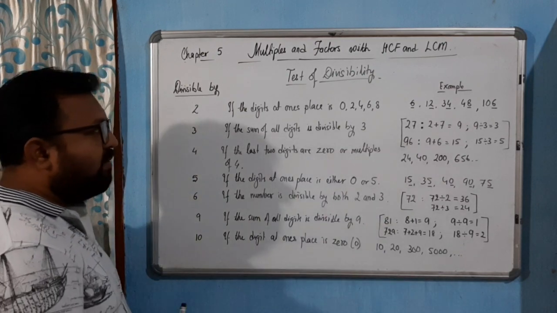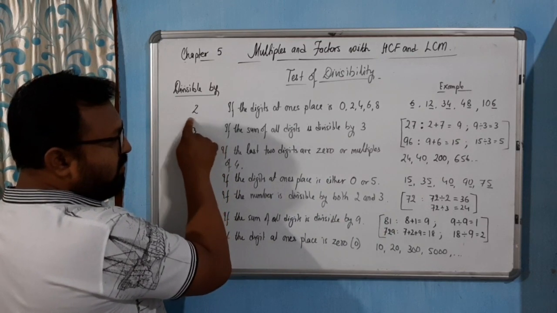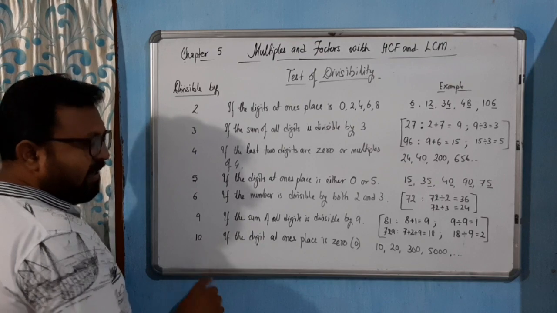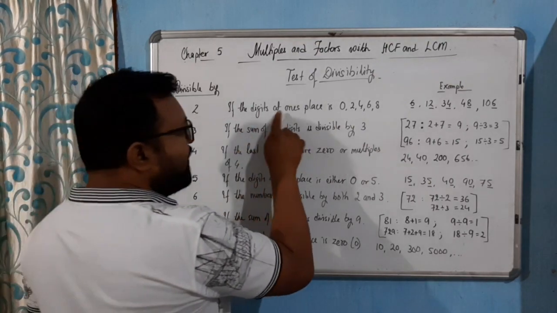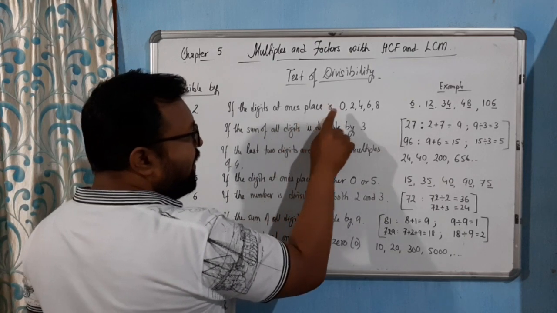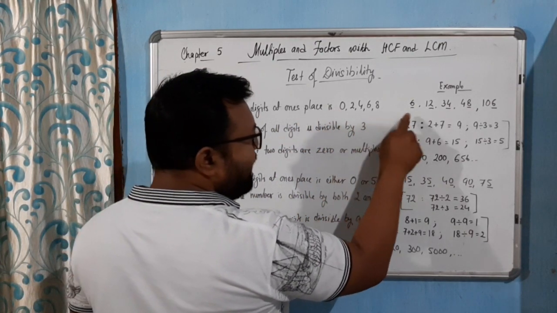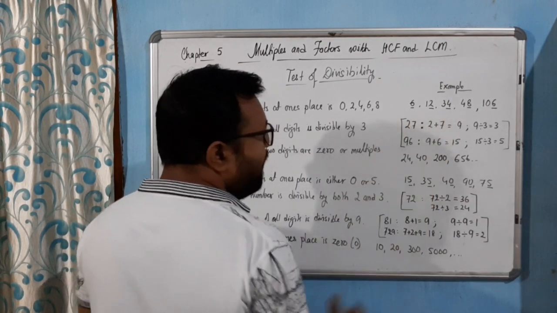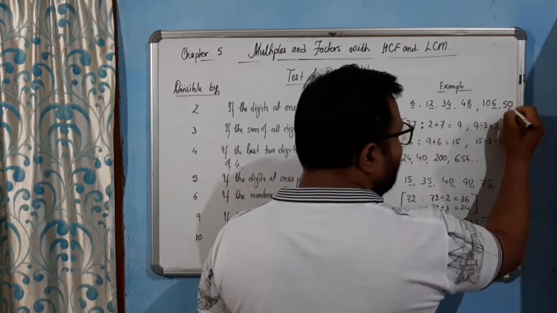Let me tell you about the ones place, okay? In case of 2, in case of 5, in case of 10, it's very easy. In case of 2, if you get 0, 2, 4, 6, 8 in the ones place. Examples like 6, 12, or 34. Take one more example, suppose 50, 0 is here.